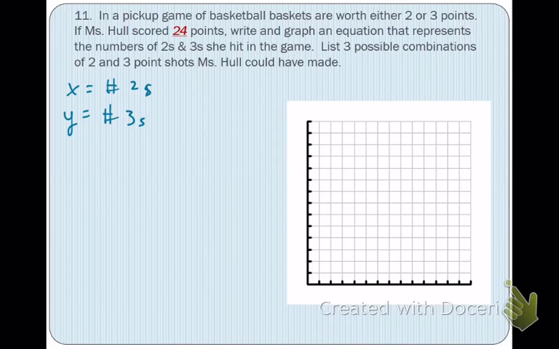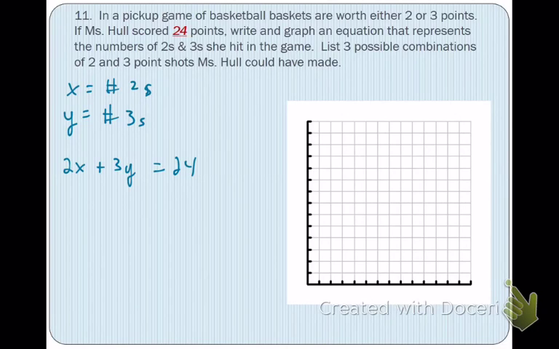She scored 24 points. Those are her total points. Well, how do you figure out her points? We need points from the 2s plus points from the 3s, and that has to equal 24. To find out how many points she got from 2s, we take the number that she hit and multiply it by 2. Same thing for the 3s. We have to take the number that she hit and multiply it by 3. So 2x plus 3y equals 24. Now that's in standard form, and we can go graph a line.